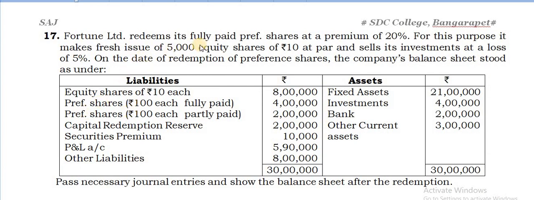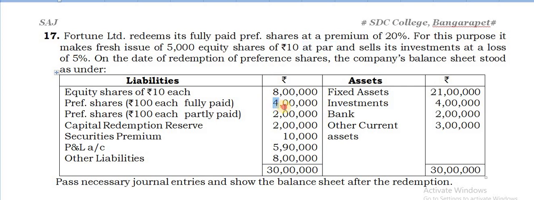Fortune Limited redeems its fully paid preference shares at a premium of 20%. So there is a redemption of preference shares at a premium of 20%. Since there is a premium, we have to pass a second stage entry. For this purpose, it makes a fresh issue of 5,000 shares of ₹10 each at par. So no premium is being made. 5,000 into 10 comes to 50,000.